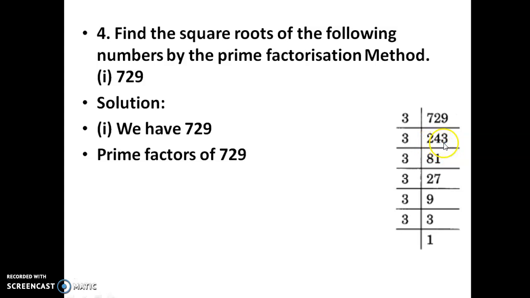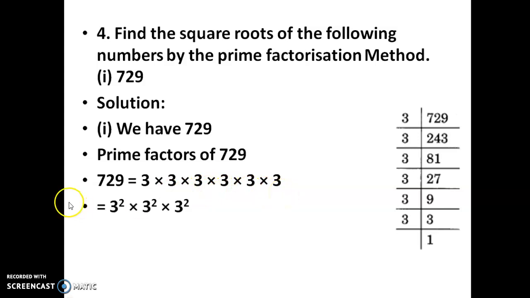So you will get 243, then again this number is divisible by 3, so again by 3 we are doing. So how you do the LCM? Same way with the prime numbers you have to do, that's it. Now you will write it as 3 into 3 into 3 into 3 into 3 into 3. So 6 times you can write it like this. Now making pairs. So one pair, second pair, and this is third pair. So you will write it as 3 square into 3 square into 3 square.